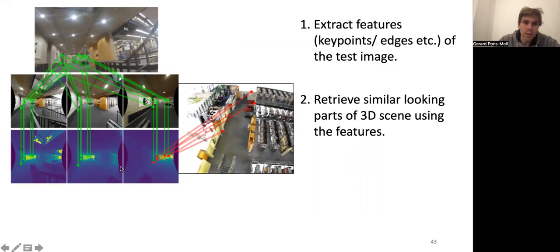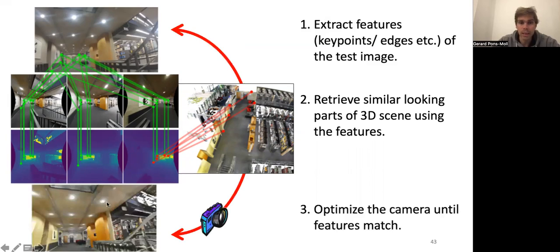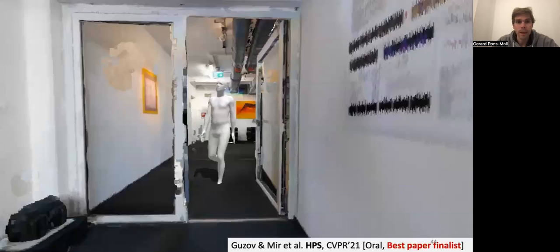And now, once you've extracted these viewpoints, you need to basically optimize the camera until the features from the retrieved camera, from the retrieved 3D scene, match with the features of the test camera. So these are roughly the 3 steps that are necessary for visual localization.